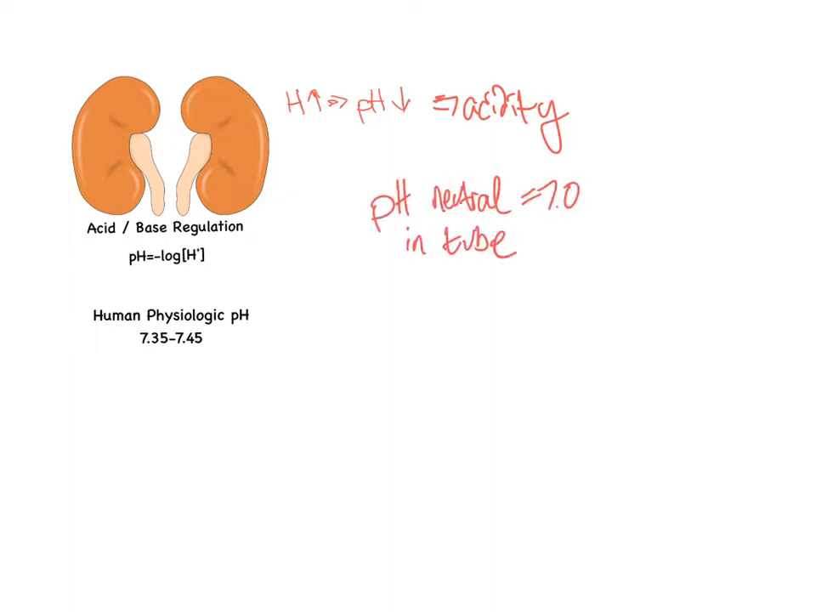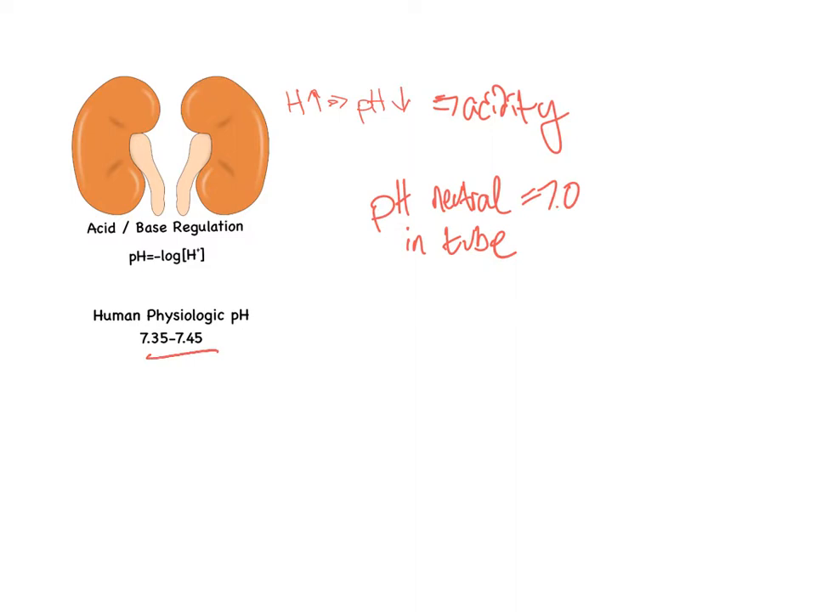The human body is not set around a neutral pH. We operate at what technically is a basic pH. The normal range for human blood pH is between 7.35 and 7.45. So these numbers are some that you have to commit to memory.